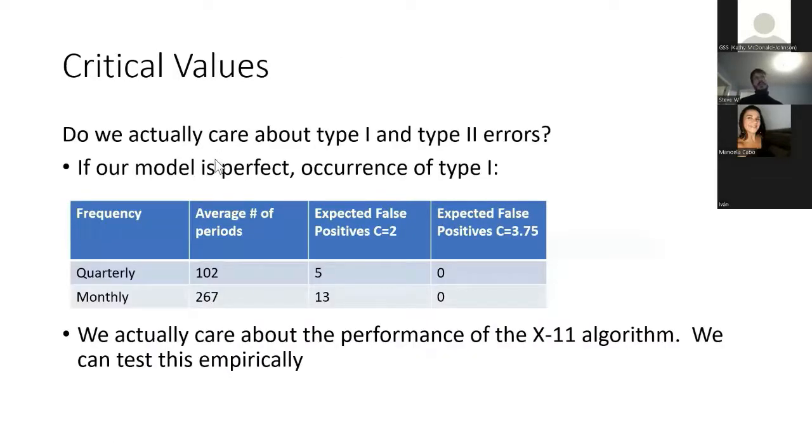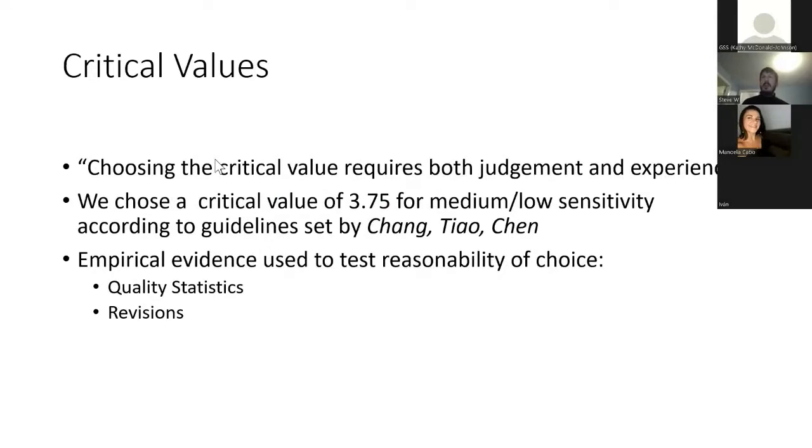And so I'll just comment about critical values. Do we care about type 1, type 2 errors? To an extent, but our main concern was ensuring the performance of the X11 algorithm. This table shows how many false positives we could expect with the critical value of 2 and how many with 3.75. But like I said, we're less concerned about false positives and more concerned about the quality of X11. And so how do we choose the 3.75?